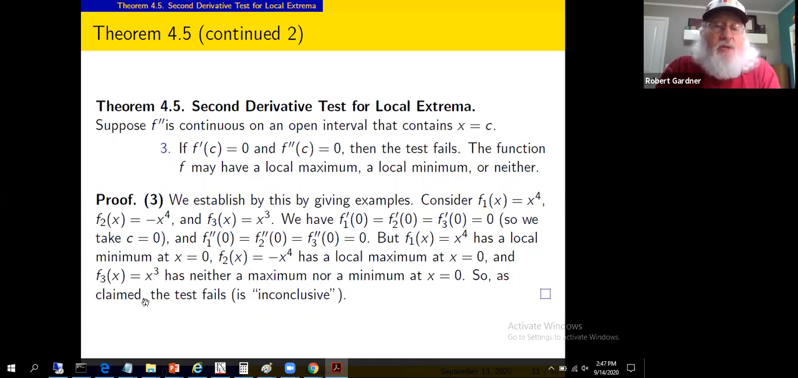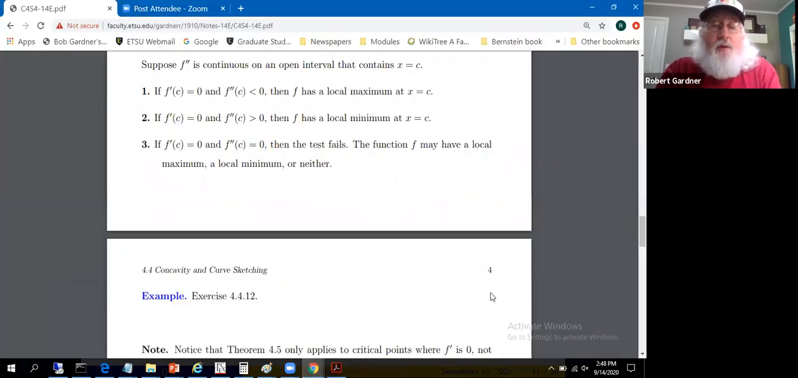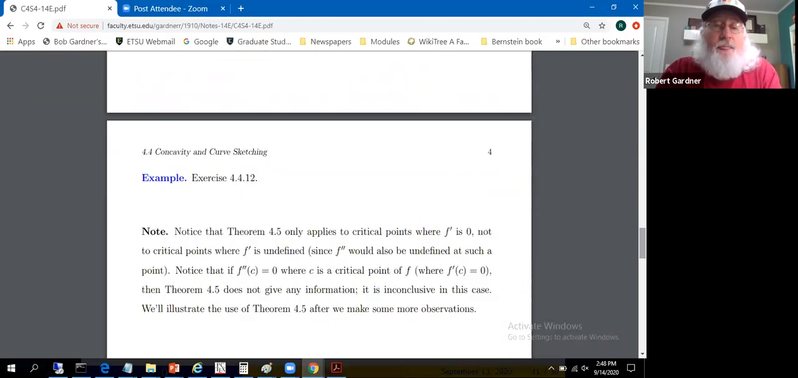X to the fourth has a local minimum at x equals 0. That shouldn't come as a surprise. Hey, x to the fourth is non-negative. It's positive except at 0 where it has a minimum. Negative x to the fourth is non-positive. It's negative everywhere except at 0 where it has a local maximum. And x cubed, as we saw in that figure earlier, has neither a max nor a min at x equals 0. It increases, levels off, and then increases some more. We probably dealt with that in the past also. So there's a proof.